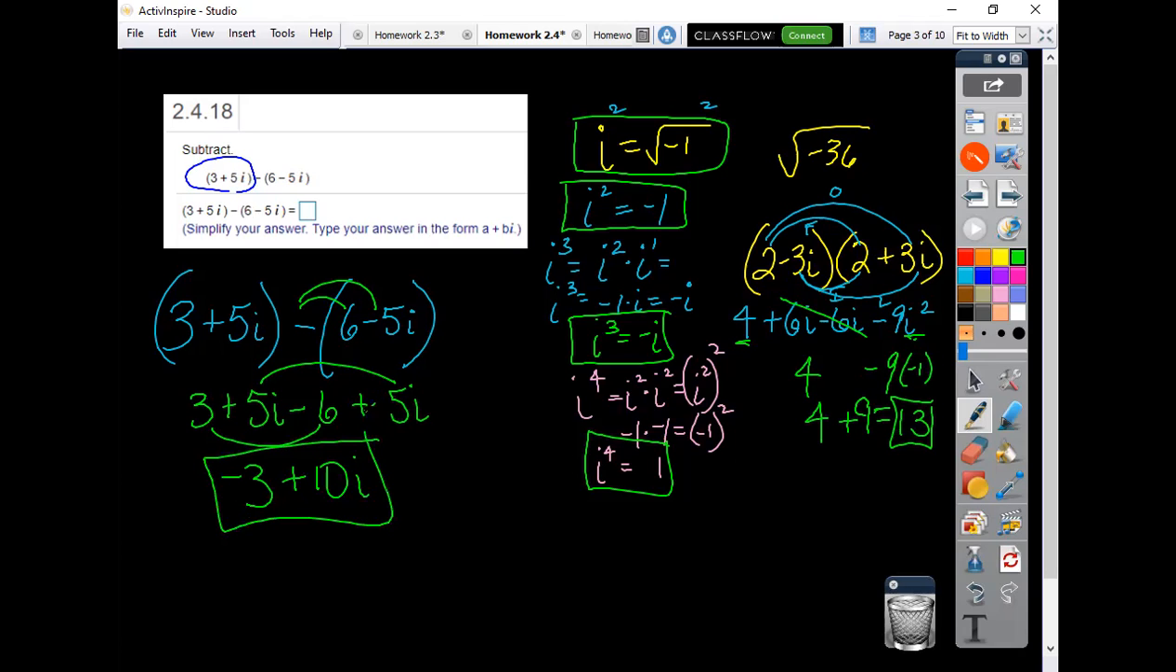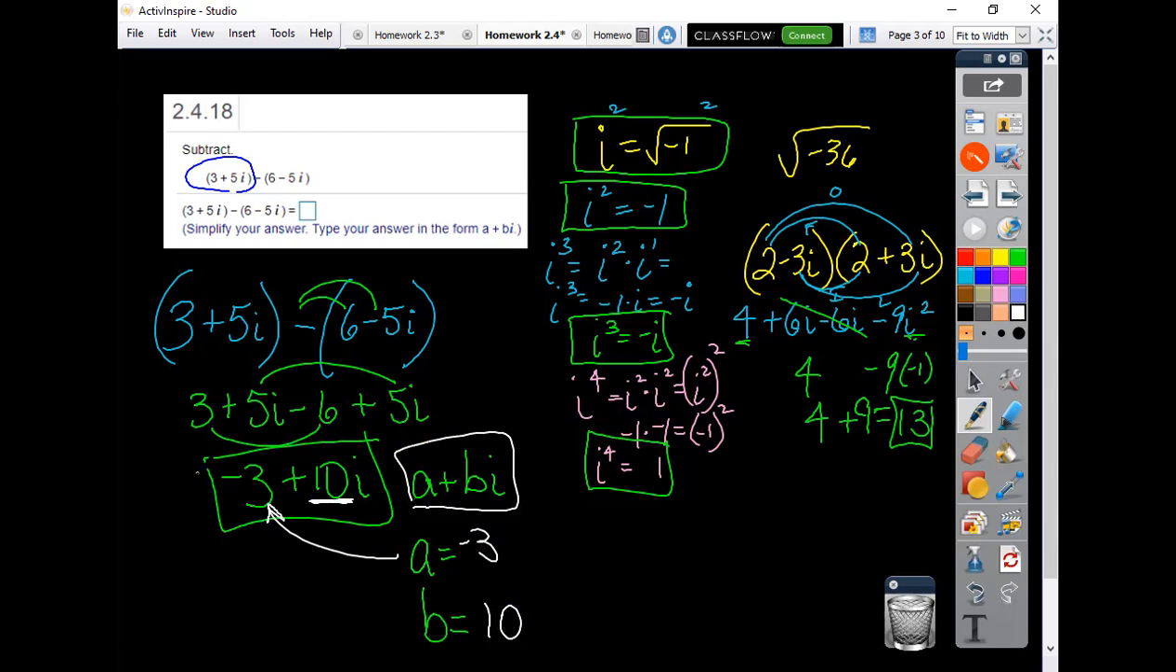Now, sometimes the problem will ask this. It'll say, if a plus bi is your answer, what does a equal and what does b equal? And you'll just be typing those in separate spots. So your a here would be this -3, and your b would just be the 10 part. So I think in this problem, they're asking you to actually type it out like this, so your answer will be in this form. But I do want to point out that if it gives it to you in the a plus bi form, and they just ask you to type in the a and the b, especially the b part is what throws some people off. It's just the 10 part.